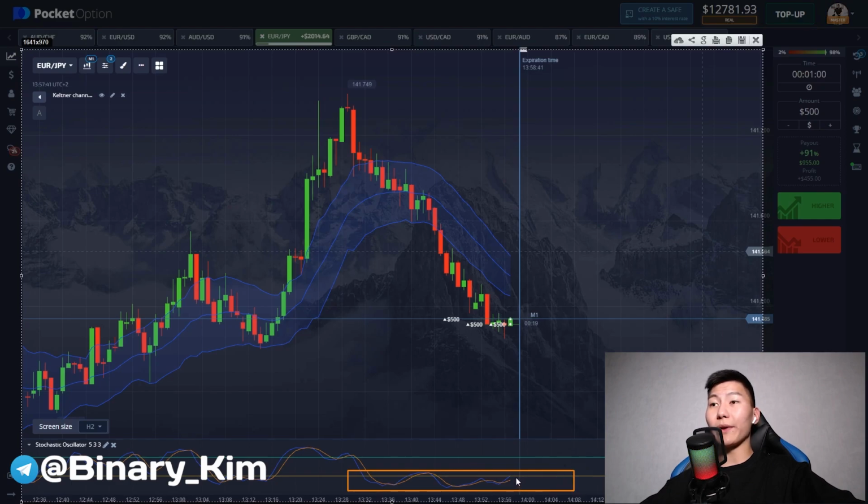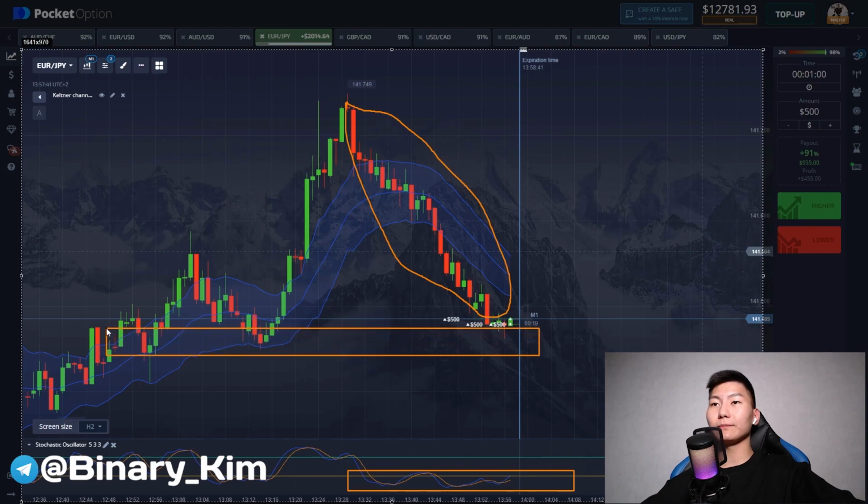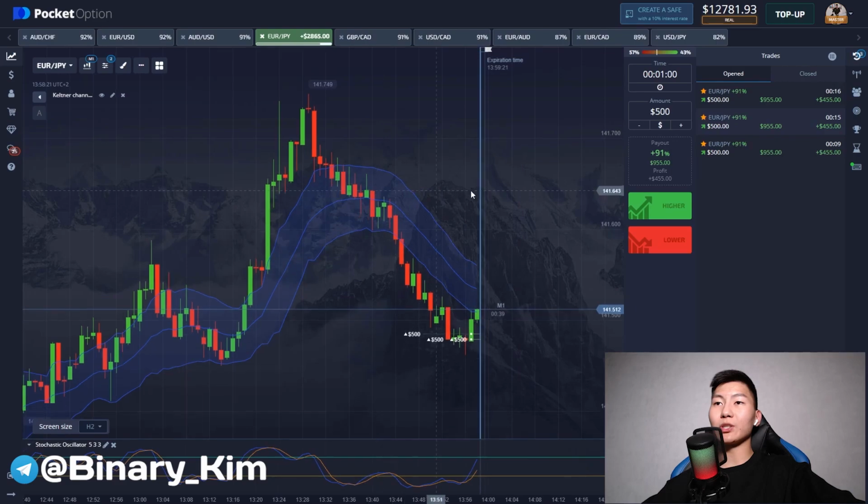Actually, we realized that the stochastic is stuck in the oversold zone and it's high time to break out. By the way, there was a nice correction here. In addition, we can point out the support zone. The price was rejected from it and a small accumulation zone has been formed. And basically after this huge correction, there was the upper dynamics, the uptrend, and now the price should continue moving upwards. That's why we opened our long position.